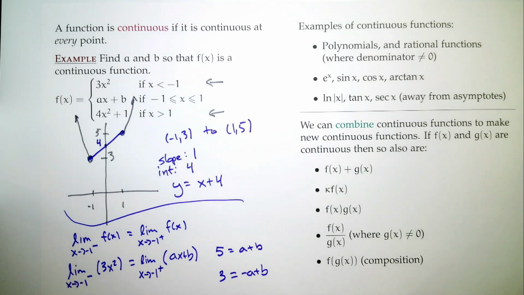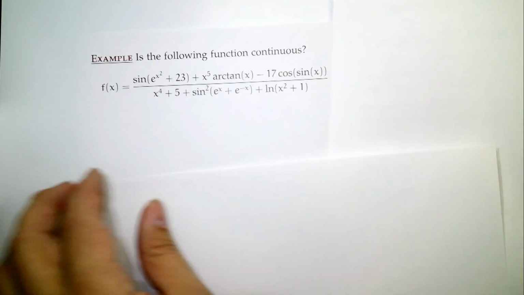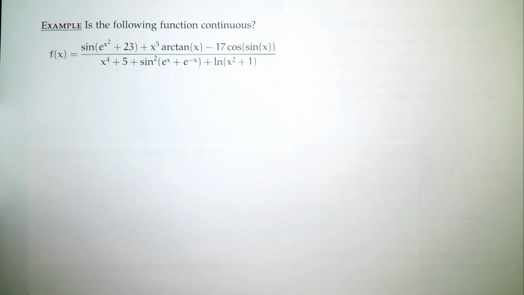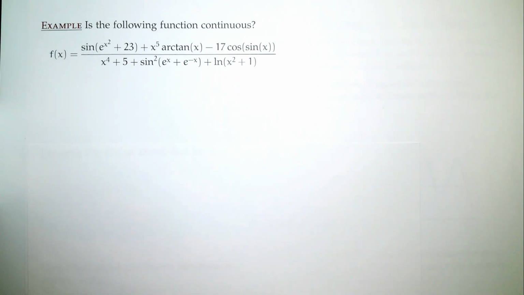Well, let's try this. All right. So here we go. Is the following function continuous? Sine of e to the x squared plus 23, plus x to the fifth times arctangent of x minus 17 times cosine of sine of x, that's the numerator. That's divided by x to the fourth plus 5 plus sine squared of the quantity e to the x plus e to the negative x plus the natural log of x squared plus 1.